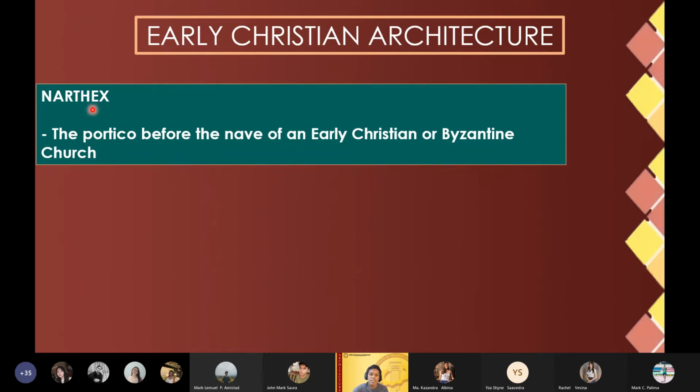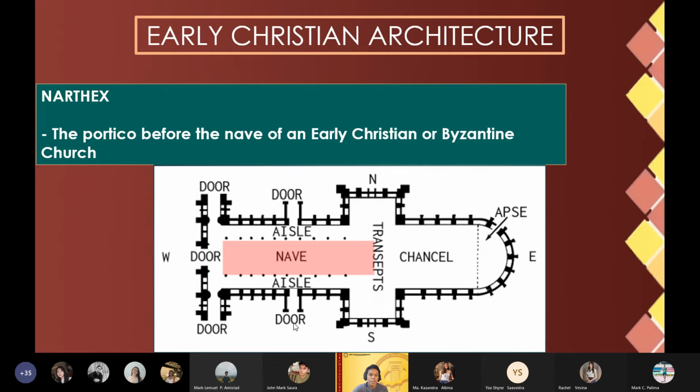So this term, dili lang siya gigamit sa early Christian architecture. This is also used in other types of architecture. Byzantine, and later on in Gothic, nagamit gihapon na siya nga term. So there are two types of this one, no? So, entry part, door.